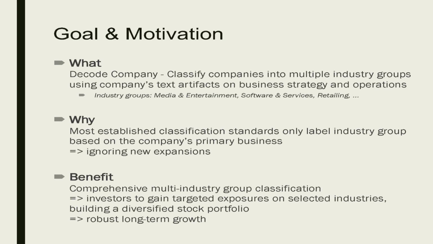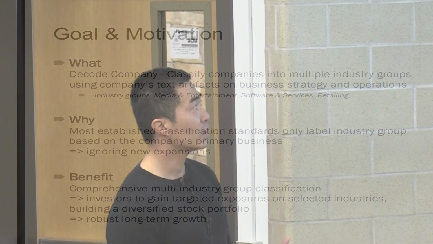The goal of our project is to create an application that classifies companies into multiple industry groups using company descriptions, annual reports, and other text-based artifacts that detail the business strategy and operations. The reason we want to do that is that most established classification standards only provide a single label.